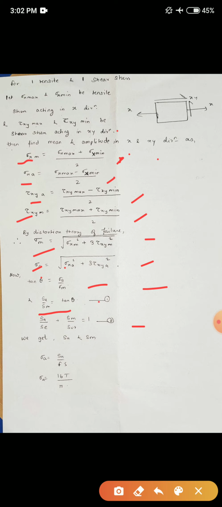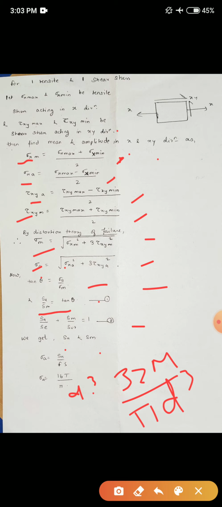Now with this formula we get SA. Now SA and SM are known. We calculate sigma a is equal to SA upon Fs, and sigma a is equal to either 16 T upon pi d cube or 32 M upon pi d cube. Using these two formulas, we determine the value of d.